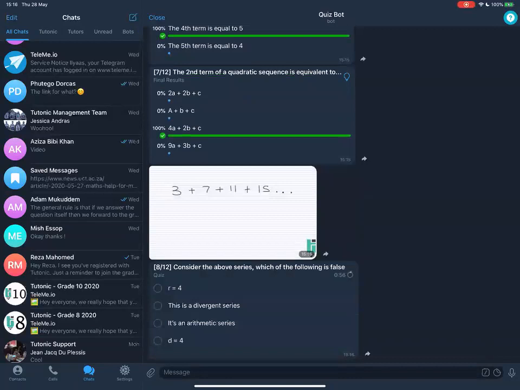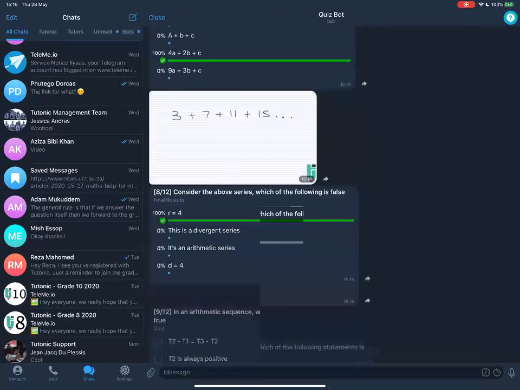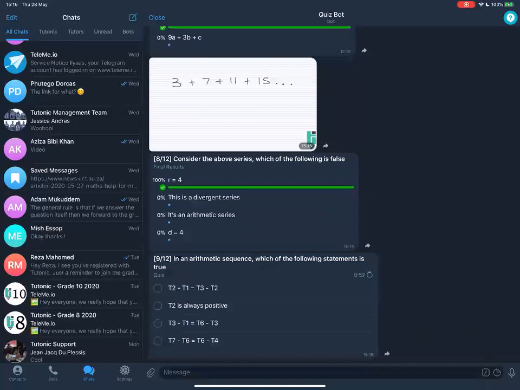Which of the following is false? R equals 4, because it's an arithmetic series. And it's divergent, it's getting bigger. In the arithmetic sequence, which of the following statements is true? The first one. Why? Because it's a constant difference, so if you subtract consecutive terms, you'll get the same answer. Okay, great.